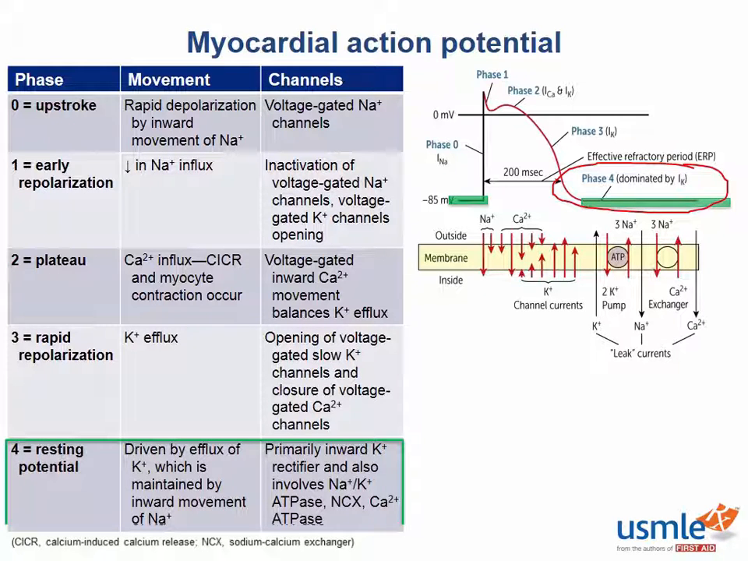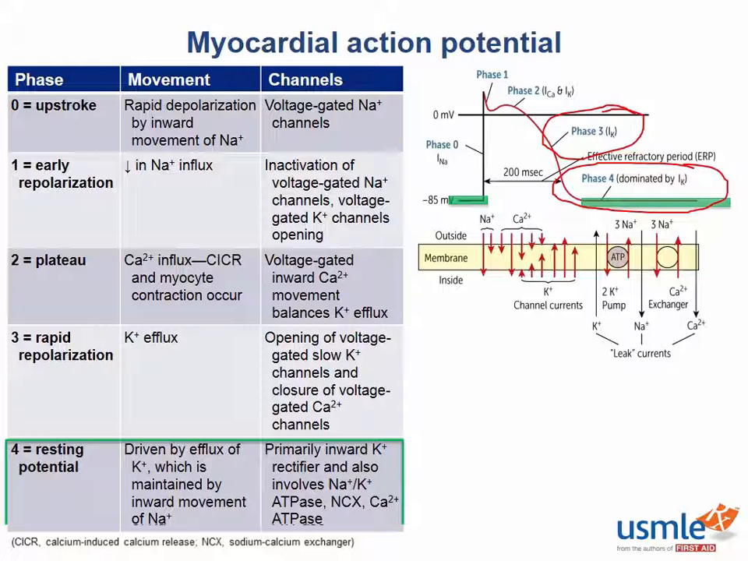I'm not trying to confuse you, but there are a couple of different terms here. In phase 3, you have the slow or the delayed rectifier channel that opens. And then here in phase 4 of the myocardial action potential, we have the inward rectifying potassium channels. So these are different potassium channels. It's sort of a minute point. It's not the most high yield piece of information from the slide, but it's important to point out for the sake of accuracy.